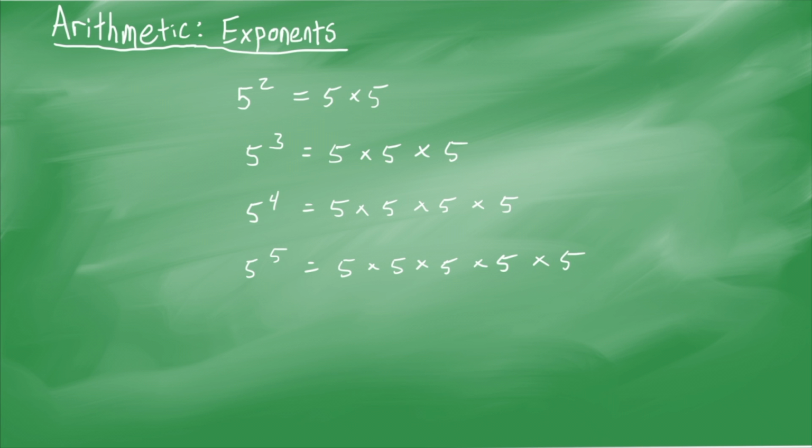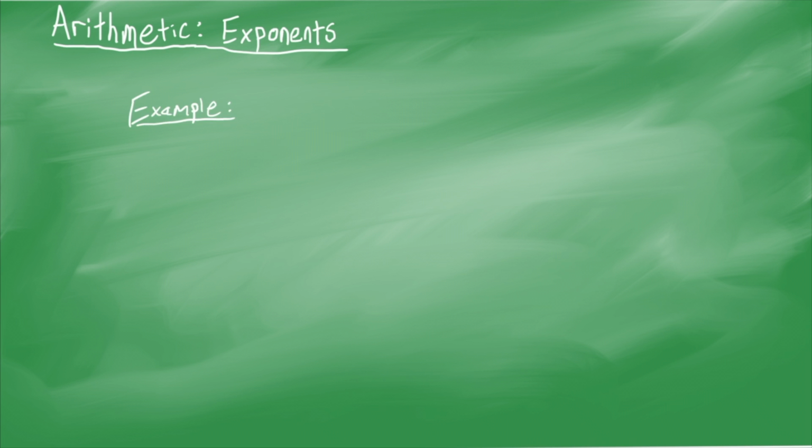So then, we could expand this. 5 to the power of 2 would be 5 times 5. 5 to the power of 3 would be 5 times 5 times 5. 5 to the power of 4 would be 5 times 5 times 5 times 5. 5 to the power of 5 would be 5 times 5 times 5 times 5 times 5. 5 groups of 5.